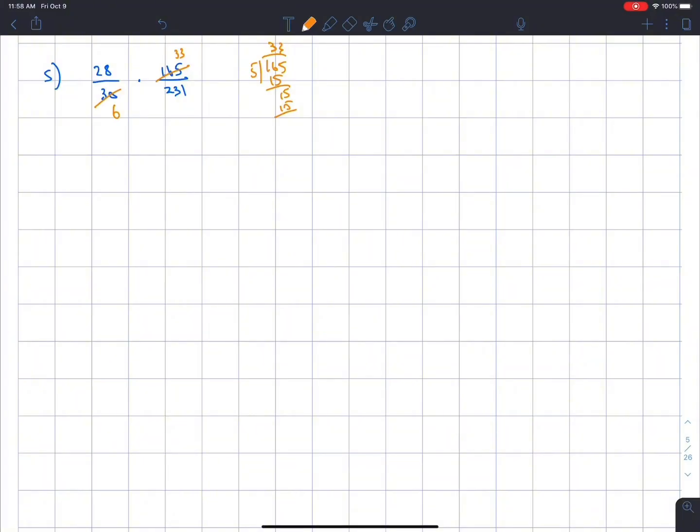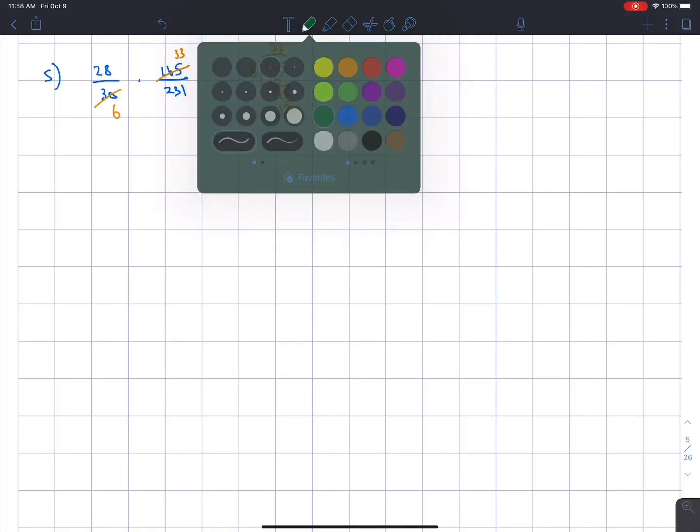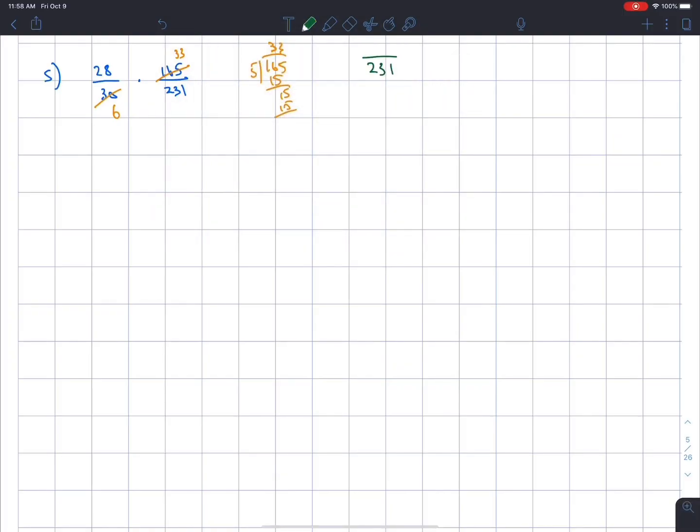So I think 231 is divisible by 11. Let me try. 231 divided by 11. 11 goes into 22 2 times. 2 times 11 is 22. 11 goes into 11 one time. So I can divide 231 by 11 to get 21. And I can divide 33 by 11 to get 3. The reason why I was thinking 11 is because 33 is 3 times 11. That's why I think maybe 11 will work.